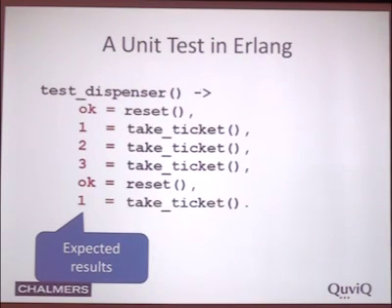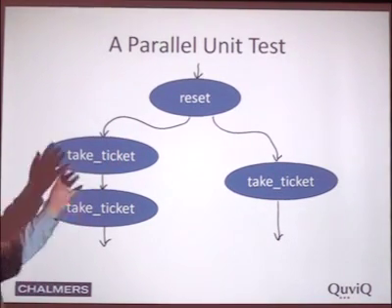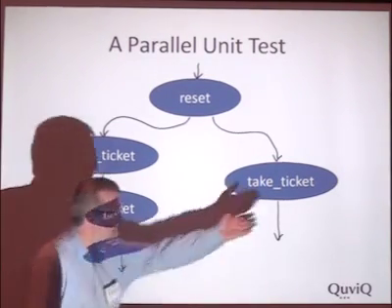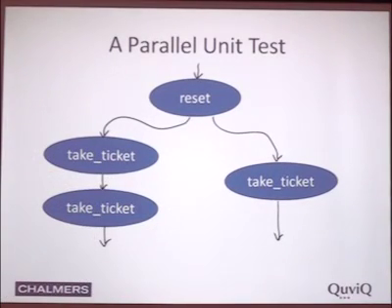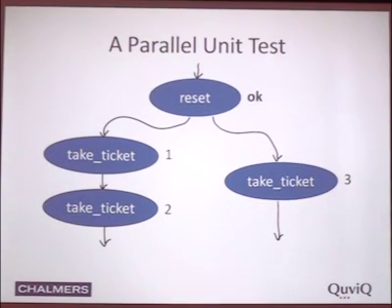What I want to do instead is to run tests that maybe look more like this, where I start off by resetting the dispenser, and then maybe one customer comes along and takes 2 tickets, because he wants cheese and ham, and another customer comes along and takes 1 ticket. So now imagine writing a unit test like this. What are the expected results? Well, we could get OK from reset, this customer could get 1 or 2, and the other customer could get ticket 3. But it's not certain that that will happen.